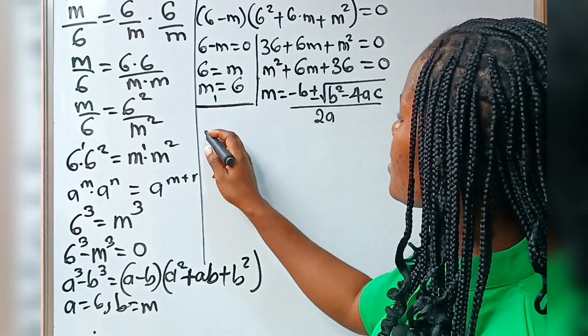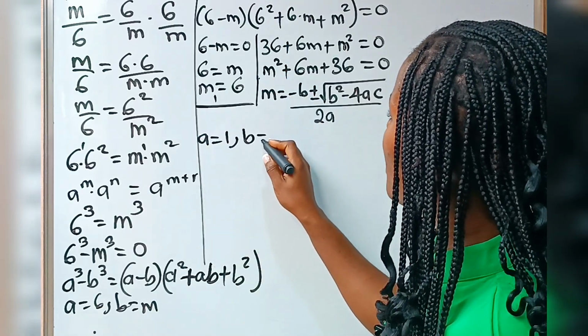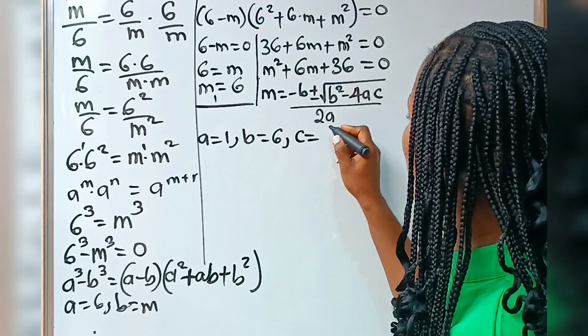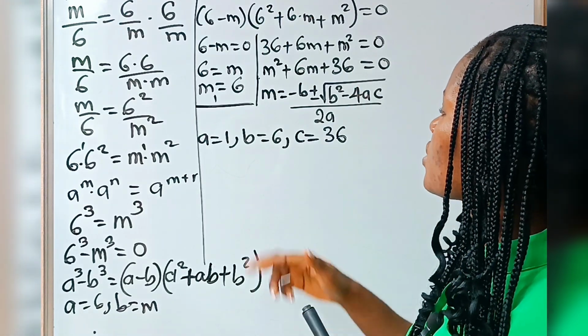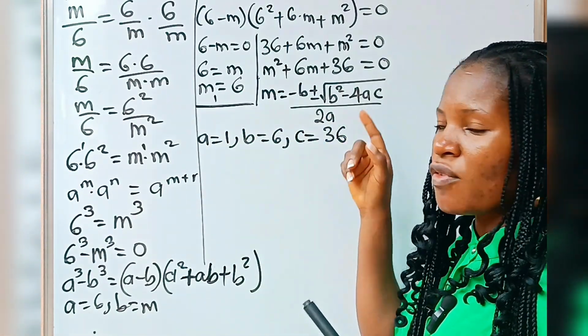Now in this case, our a is the coefficient of m squared, which is 1. Our b is the coefficient of m, which is 6. And our c is our constant, which is 36. All right, so to get the value of m, we need to substitute these values into this particular formula.